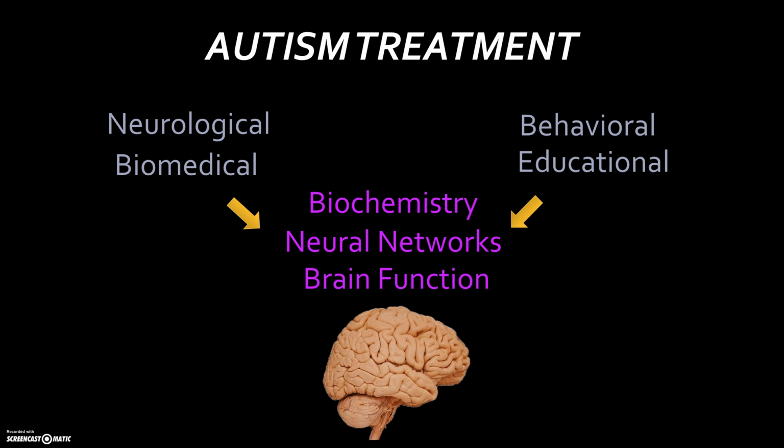So, what this new body of research allows for is a much more sophisticated and advanced approach to autism treatment. And this is a very simple depiction of the model that we use in our center, which is that we draw from a range of many different approaches: neurological, biomedical, behavioral, educational, but all of these are aimed at a similar goal, which is to improve brain biochemistry, neural networks, and brain function.